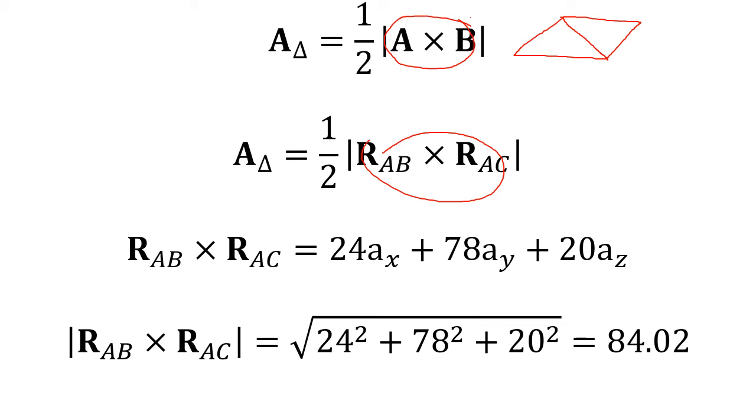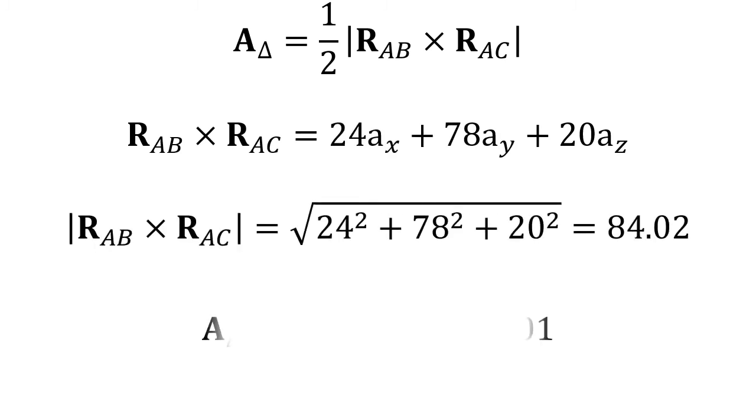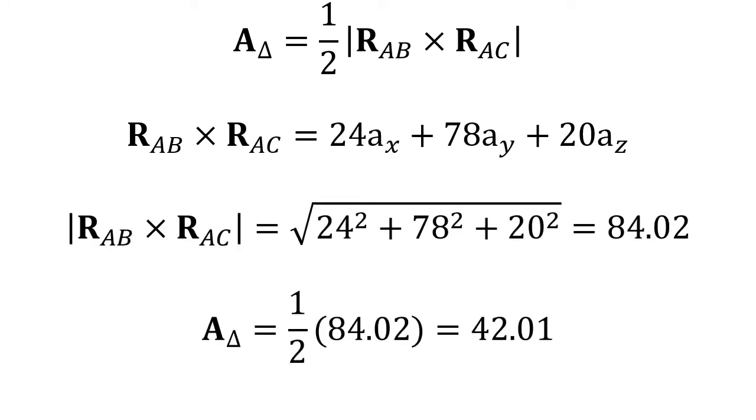You will get that the magnitude of the cross product RAB cross RAC ay 84.02. Then, kunin natin yung 1/2 nun. So, the answer is 42.01 units or square units. Yan na po yung area ng triangle. Yan na yung sagot for letter B.